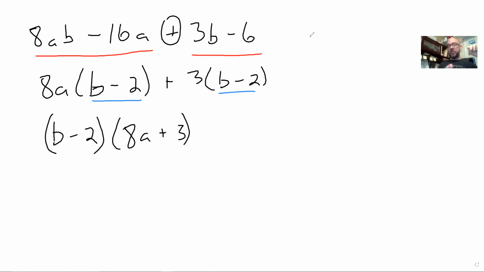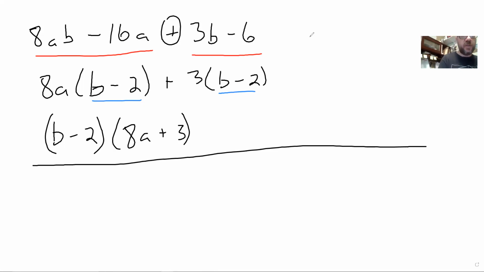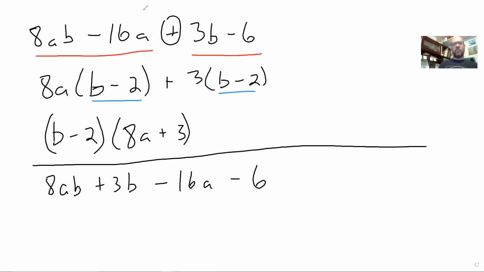So let's see the other one that works. If I had rearranged this polynomial to be 8ab plus 3b minus 16a minus 6, all I did was rearrange the order of the terms. I haven't actually changed anything about the polynomial. I just made it look different. So I'm going to group these up the same way. Those are my groups.